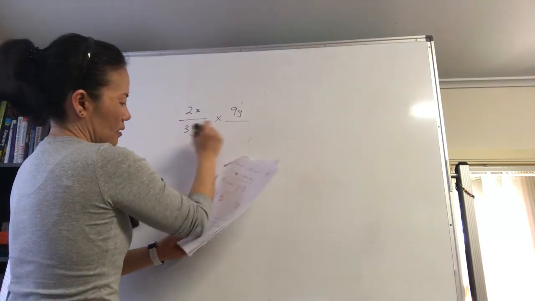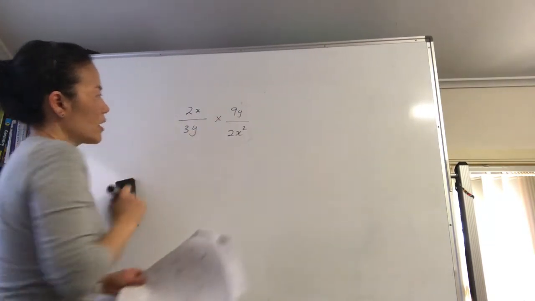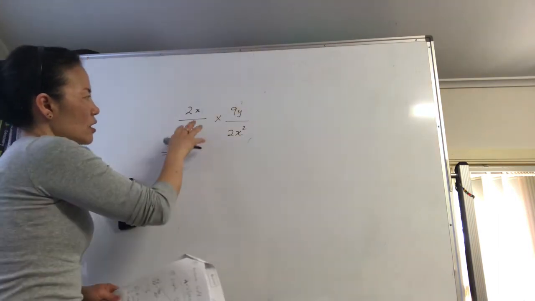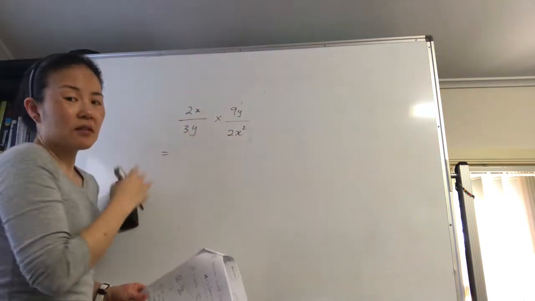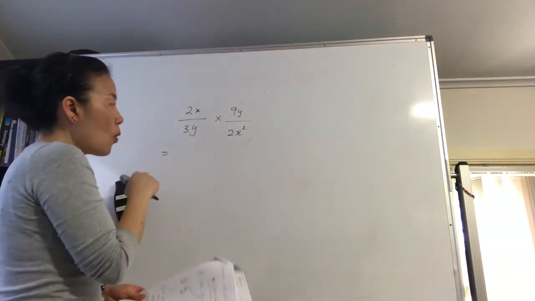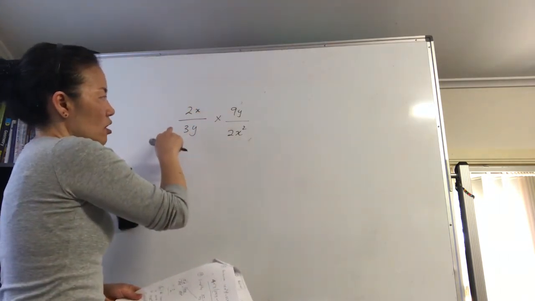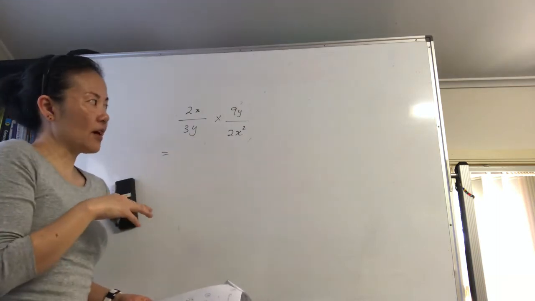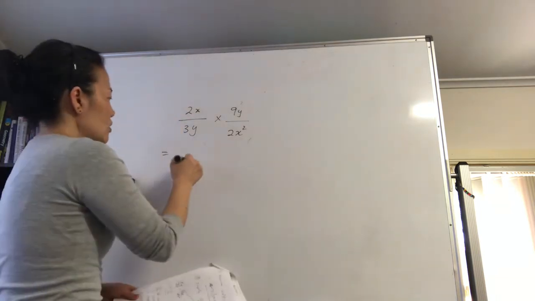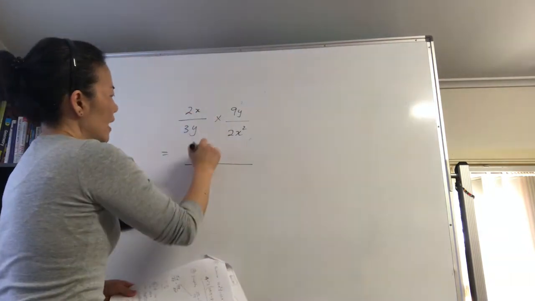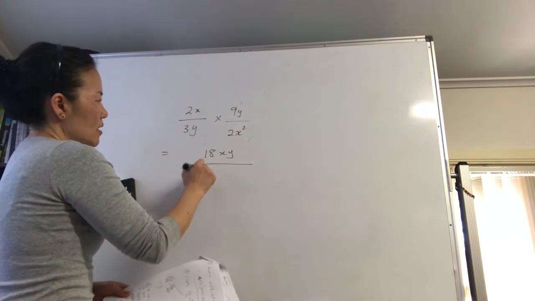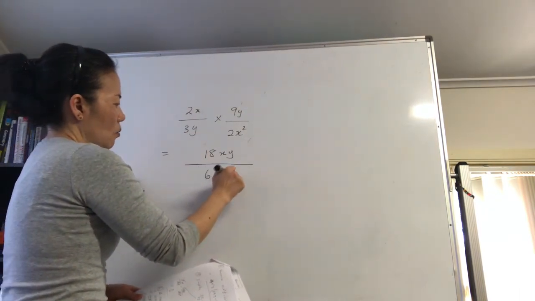9y 2x squared. Okay, so here we go. You can do it 2 ways. You can cancel out, simplify first, and then bring it all together, or you just times it on the top, times it on the bottom together, denominators together, numerators together, and then cancel out. Well, let's do that. So what's that? 18xy on the top, the numerators, and the denominator is 6x squared y.